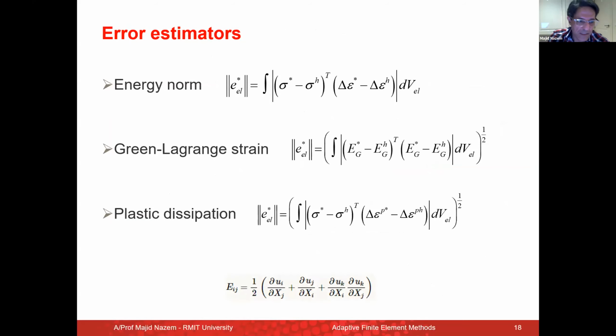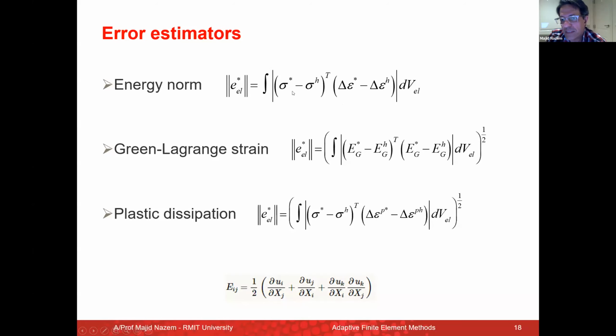I start with error estimators, introducing only 3 error estimators here, and then I will compare their performance later by some numerical examples. These error estimators are based on energy norm, Green-Lagrange strain, or plastic dissipation. So H superscript on this slide basically represents the variable calculated by the finite element at the Gauss point or integration point, whereas an asterisk superscript denotes its smooth value over the element domain. And of course, EL stands for element. So these are the errors in an element. If we want to work out the error in the entire domain, we just replace the volume of the element by the volume of domain.